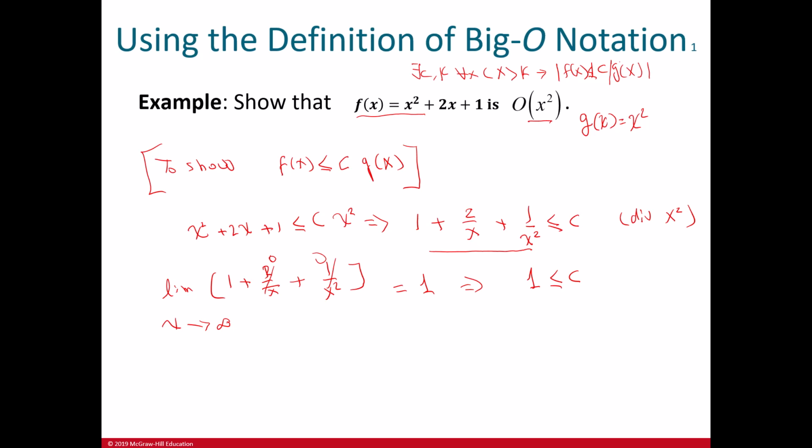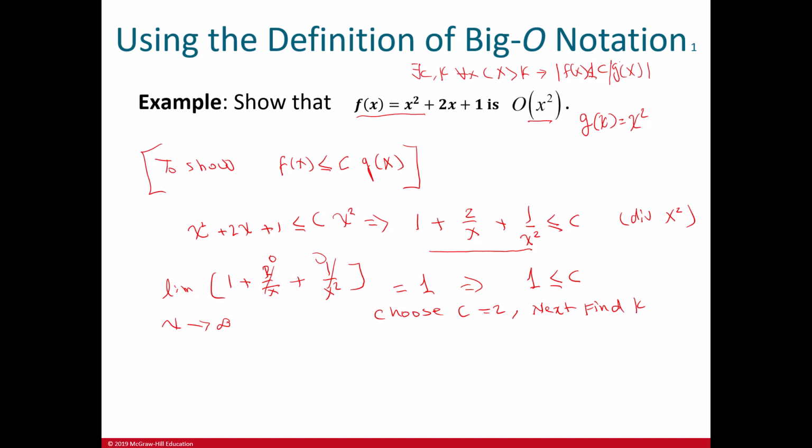Since this is a limit, I'm going to choose c to equal 2. Next we find k. Remember, we need to find these two, c and k. We just found the c. Now we find the k.